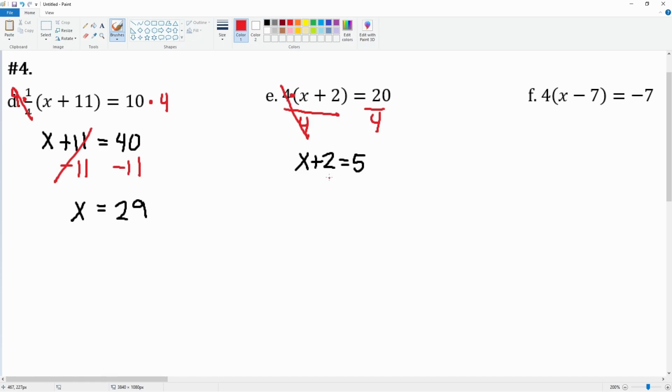The plus 2, we're trying to make the number 0, so we subtract 2 to both sides. The 2 minus 2 on the left cancels, leaving you with just an x equaling 5 minus 2, which is a 3.